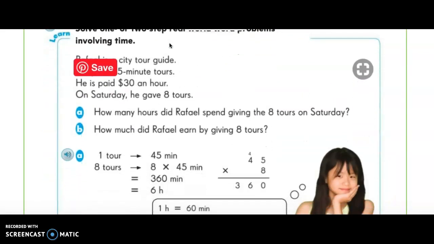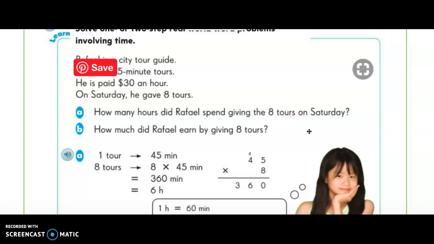So let's take a look at some examples. So this is kind of cutting it off here, but it says Raphael is a city tour guide. He gives 45-minute tours. He's paid $30 an hour. On Saturday, he gave 8 tours. So sometimes they're going to break it down into 2 steps with an A and a B to help you solve. So for A, they want to know how many hours did Raphael spend giving the 8 tours on Saturday.